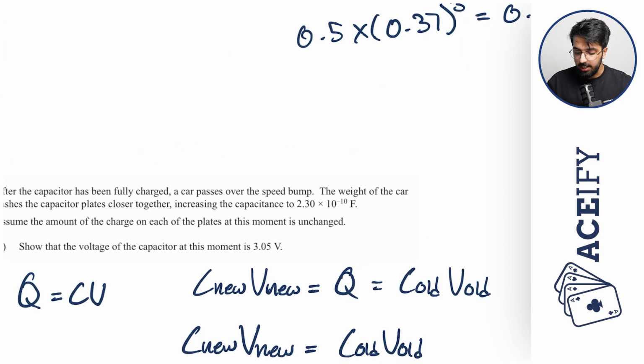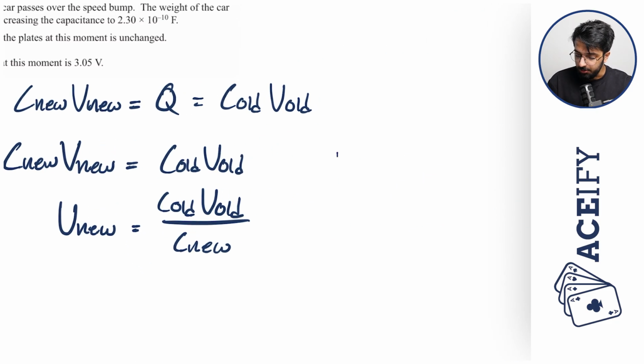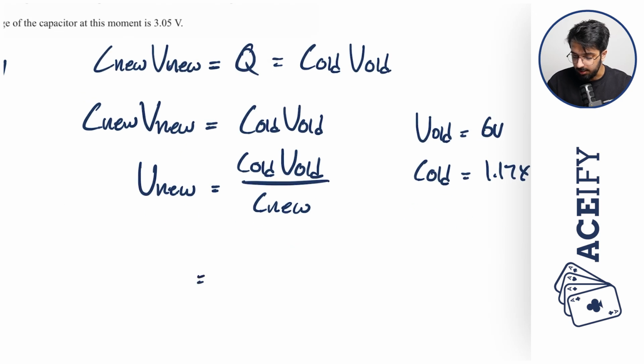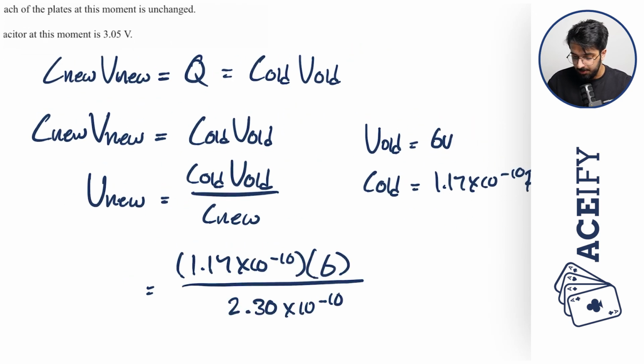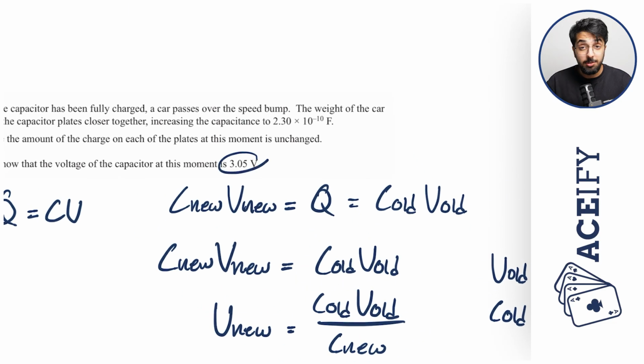The old voltage, as we saw, was 6 volts, and the old capacitance was 1.17 times 10 to the negative 10 farads. And we are given the new capacitance. And so therefore, we can just simply plug in our numbers, like so, and this gives a new voltage of 3.05 volts. And as you can see, that is the value that we're trying to find.